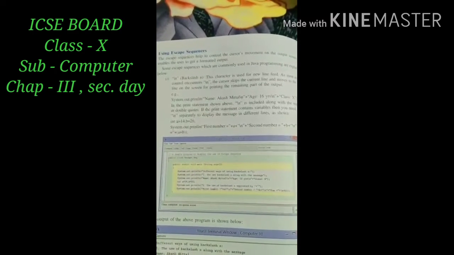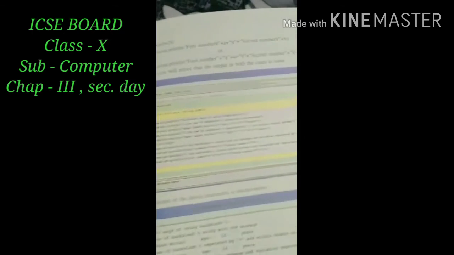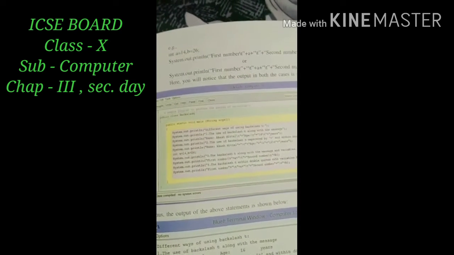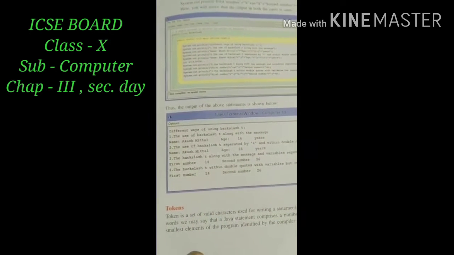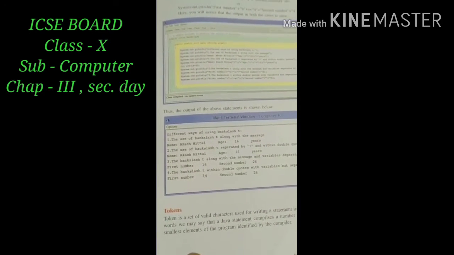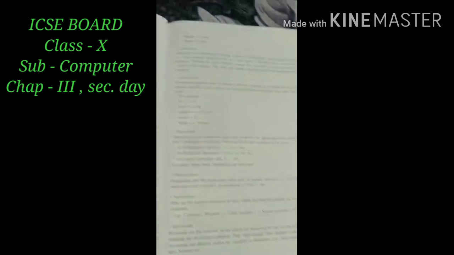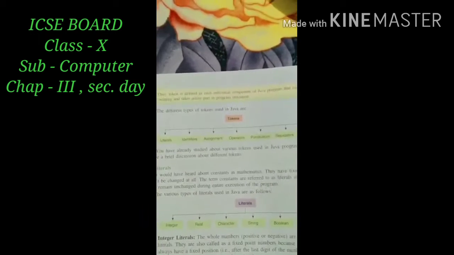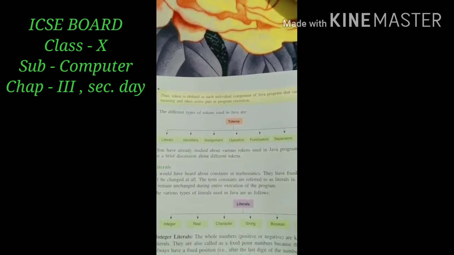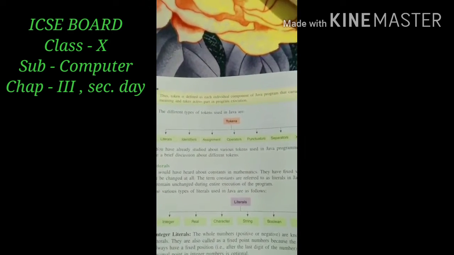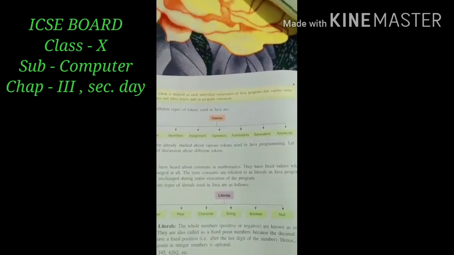Well, I hope you understood the use of backslash n and backslash t. So now we will understand token. A token is a valid set of characters used for writing a statement in Java programming. We have different types of tokens: literals, identifiers, assignments, operators, punctuators, separators, and keywords.